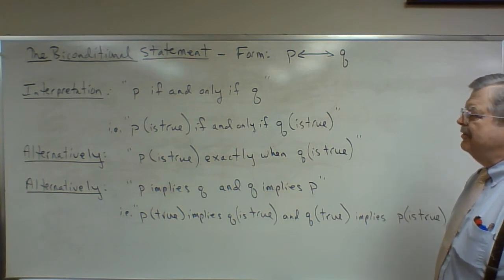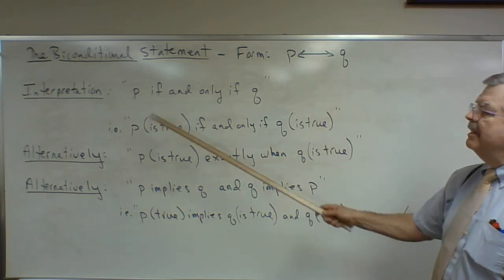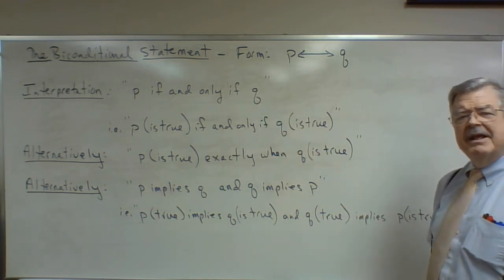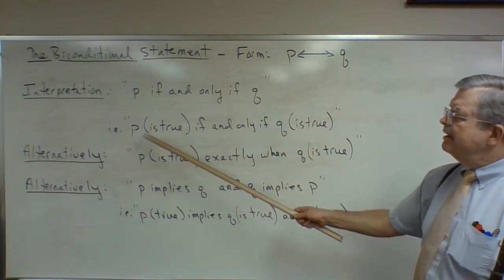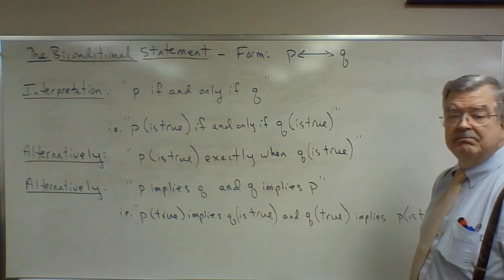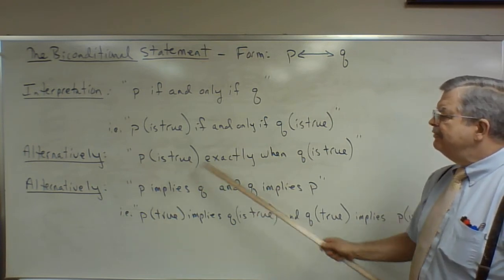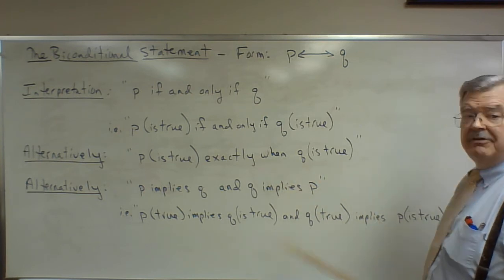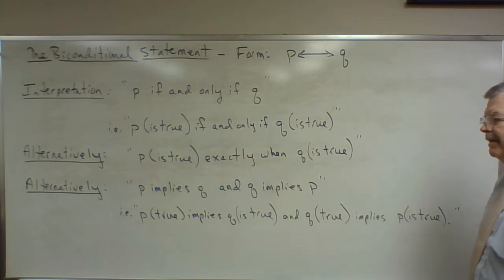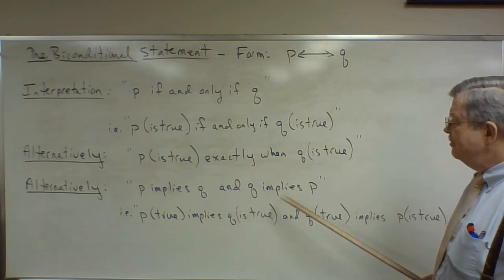Now how do we interpret this? We see this and we say P if and only if Q. And in English what that really means is that P is true if and only if Q is true. Another way of looking at it, P is true exactly when Q is true. And finally, another way of looking at it, P implies Q and Q implies P.